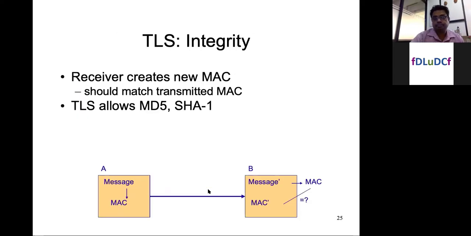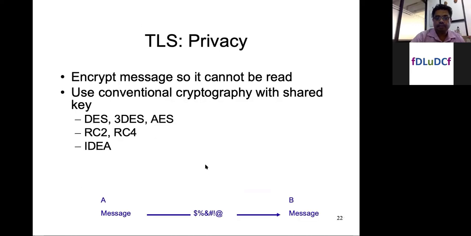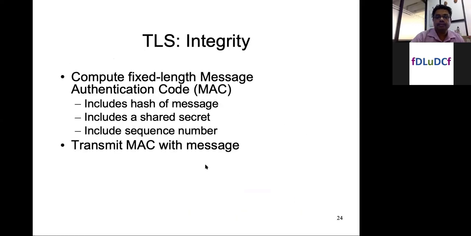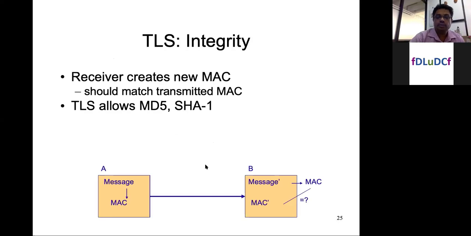Then we have this encryption. Then we have integrity. So how do you achieve the integrity? Integrity is achieved using hash algorithms.